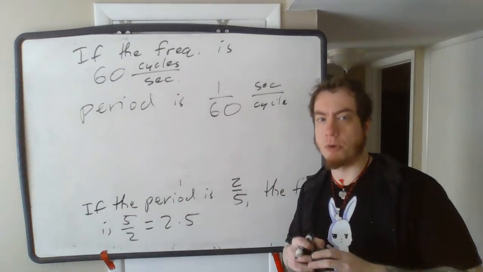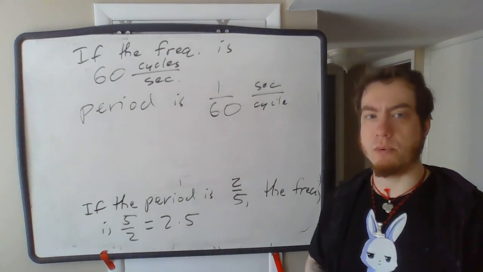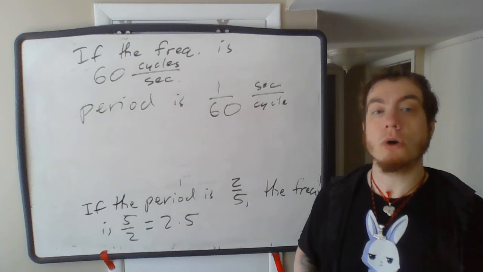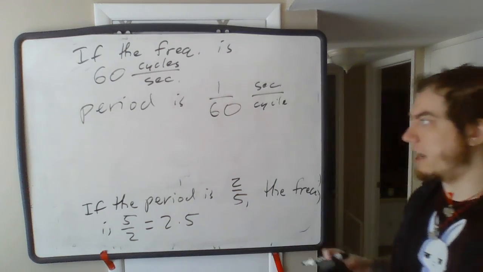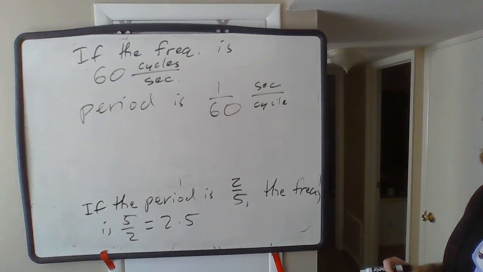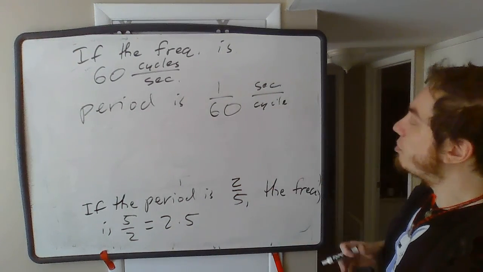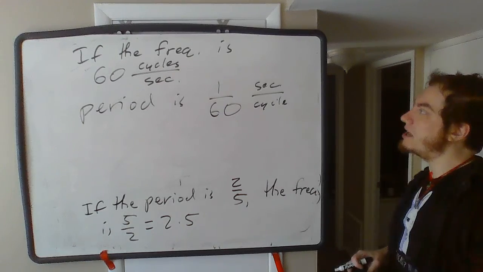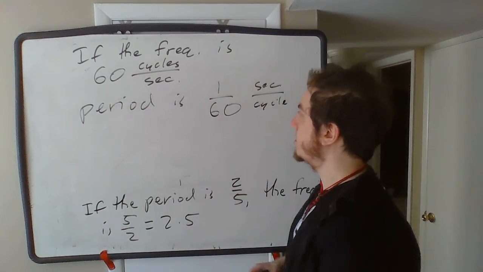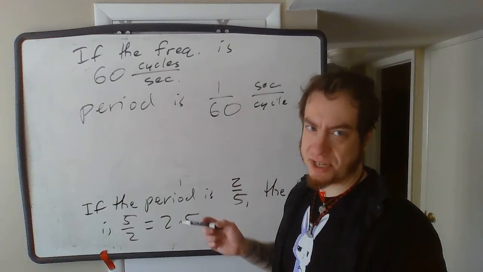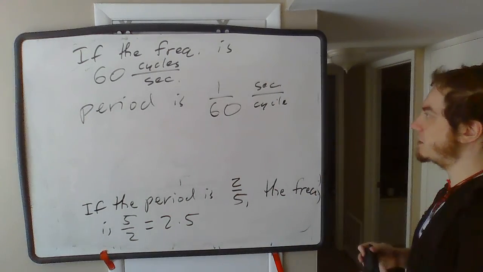What this means is you're going to get 60 cycles every second. Now, I chose that number because that's actually the frequency at which our alternating current in our houses is running. At least I think it's 60. Maybe it's 120. I know it's 120 volts, but this is something different. Anyway, the point is that this is a rather common thing to see. The 60 cycles per second is a fairly frequent thing that you will see.